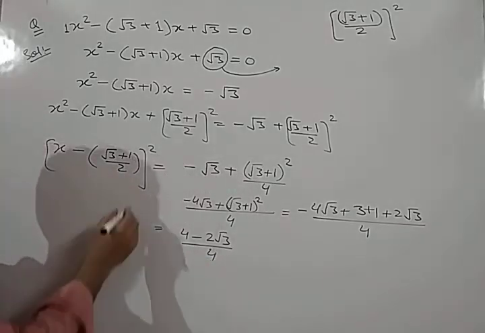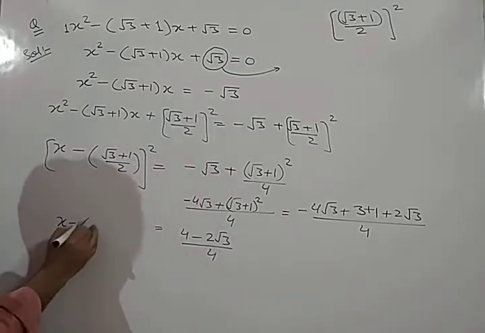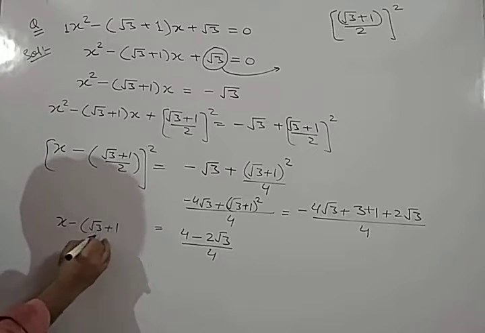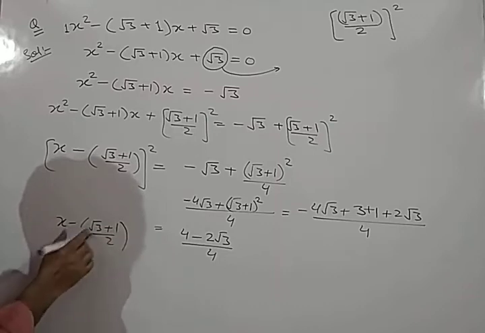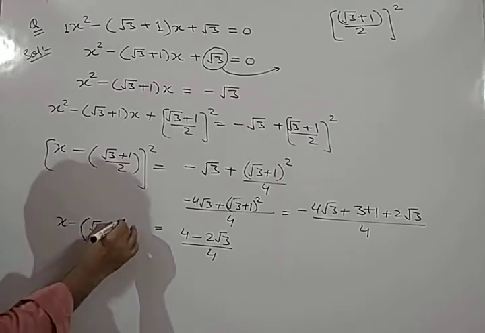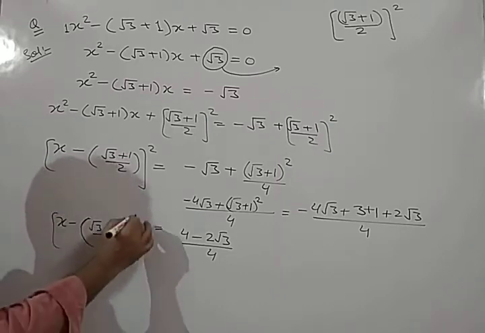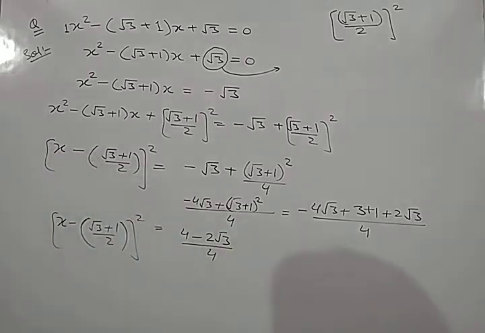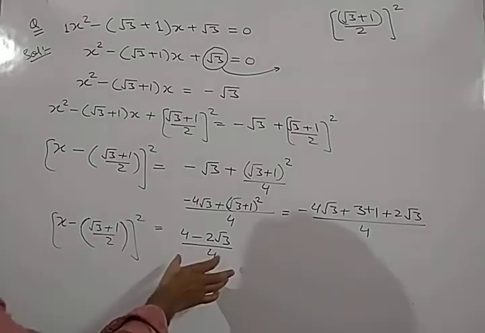Clear? And on the left hand side it is x minus (root 3 plus 1) upon 2, whole square. Now we can take 2 as common. Now there is a logic in this particular question.